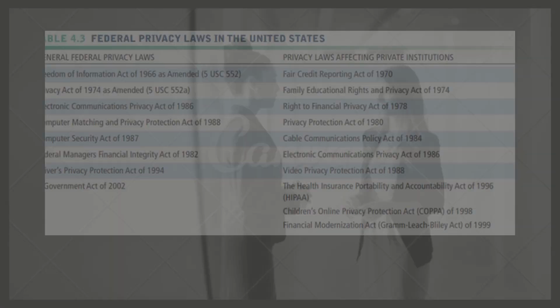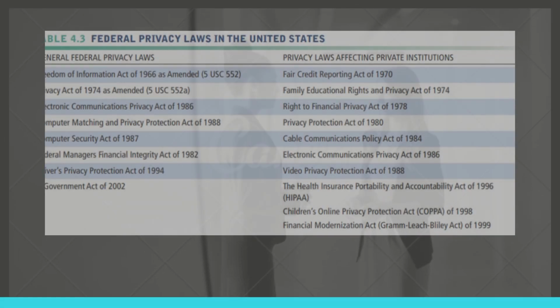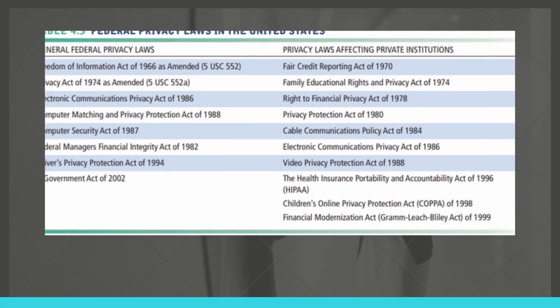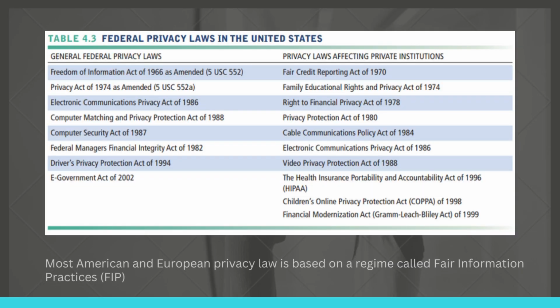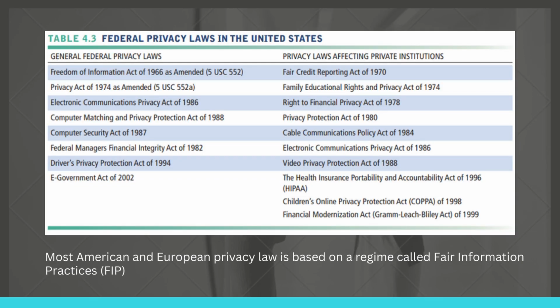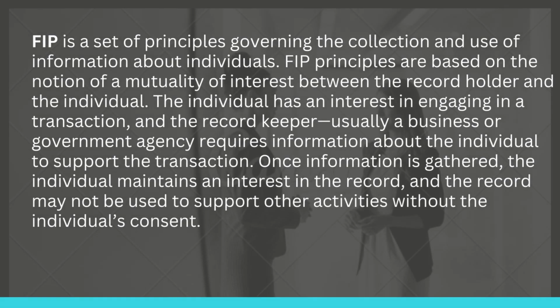Here we have federal privacy laws in the United States. I will not be discussing all of this thoroughly, kasi this is actually from the United States setting. Most American and European privacy law is based on the regime called the Fair Information Practices, or FIP. Now, FIP is a set of principles governing the collection and use of information about individuals.